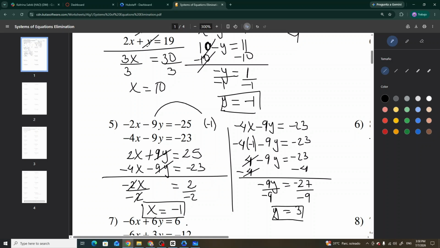The values of the last system of equations are x equals negative 1 and y equals 3. I hope you understood this one.